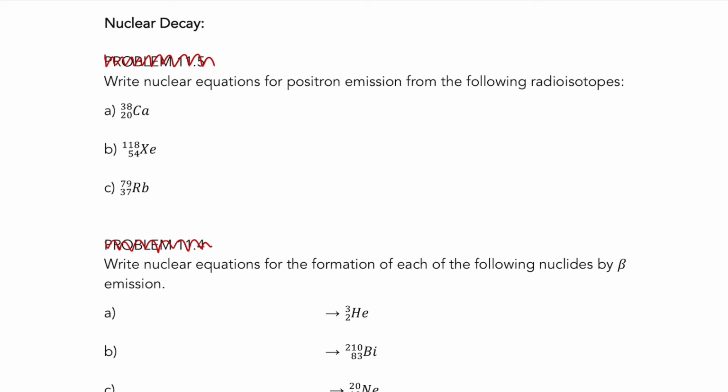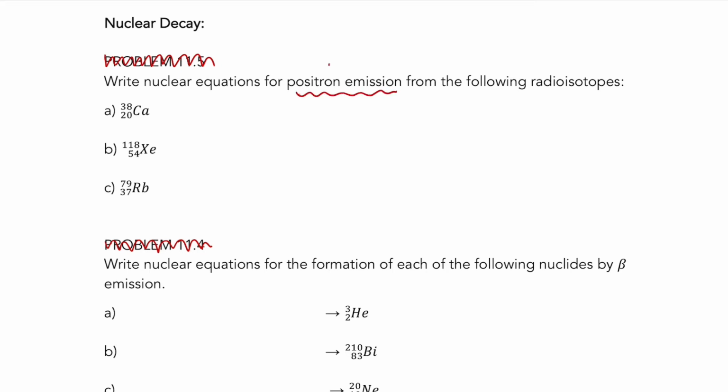All right, so nuclear decay. We want to write nuclear equations for positron emission from the following radioisotopes. It could be good if you want to pause the video and work through these and double check your work with mine. That might be the most helpful thing because you've got what you need to be able to do these. I'm going to work through them fairly quickly, because we've set the stage already. So I'm just going to dig in.